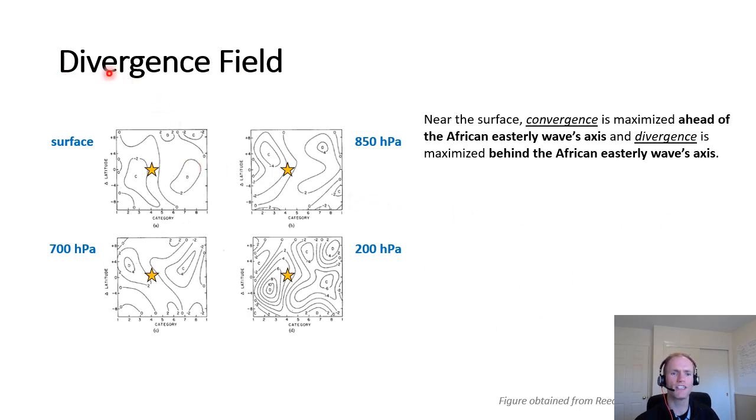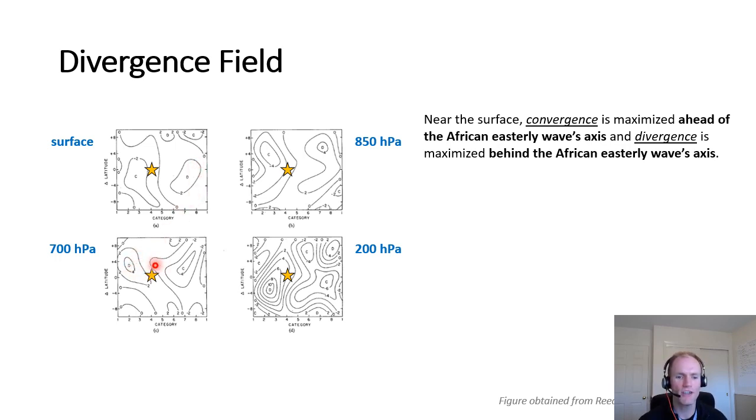We can also take a look at the divergence field. Is wind coming together, converging, or diverging at a particular level? And if so, where? Again, noting that the stars are the wave center at 700 hectopascals, we see a C out in front of the wave at the surface and 850, and a D behind the wave at 850 and the surface. This indicates convergence at low levels ahead of the wave and divergence at low levels behind the wave, keeping in mind that the wave is moving from right to left with the easterly trade winds in all of these panels.